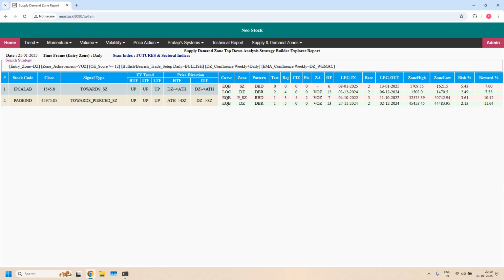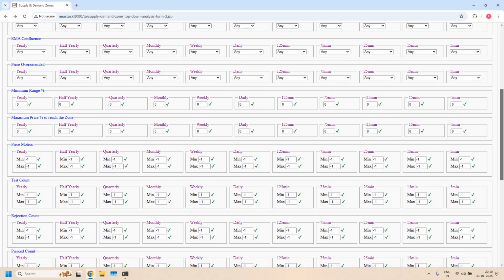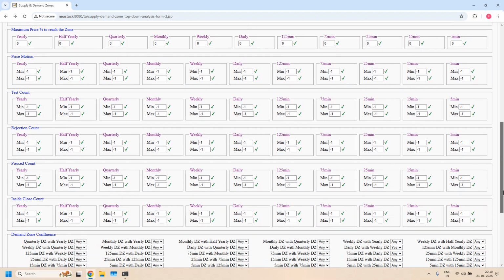Okay. Next filter is LTF, ITF, HTF demand zone confluence. So I am removing the EMA filter. This is ITF specific. Now we should focus on HTF specific. So in the demand zone confluence, 3 filters we have to set.